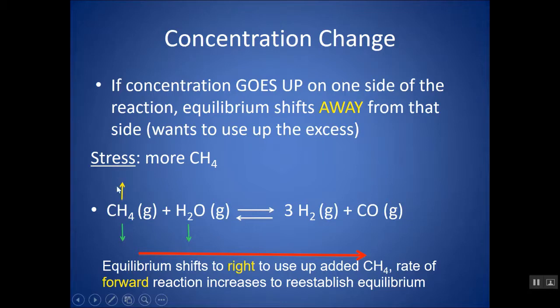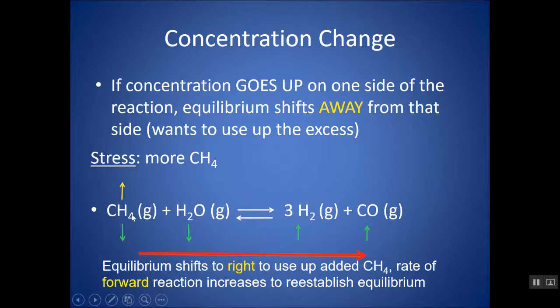And that's going to be counteracting the stress. The stress of having added more CH4. By shifting to the right, I can now use up that excess, and the reaction can get restored to equilibrium. Because if I've increased CH4, I don't have the correct equilibrium ratios anymore to equal the KEQ for that reaction. We'll see that in a moment. And then if I'm shifted to the right, what's happening to products? Those are going to go up over time. So that's why the reaction has shifted to the right, to counteract this stress.